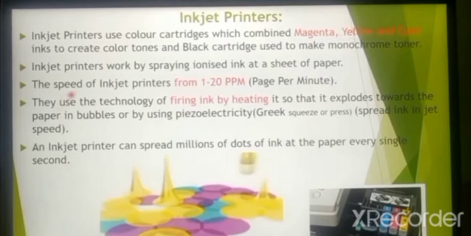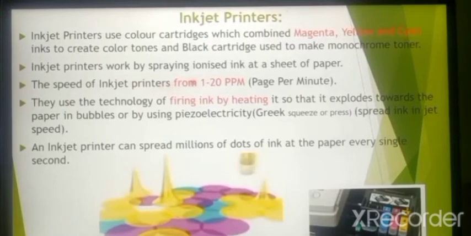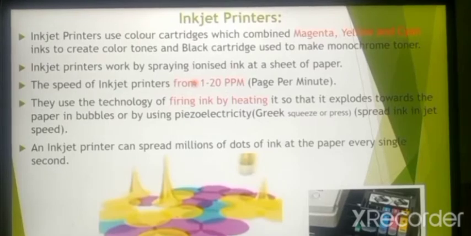So next, what is the speed of this inkjet printer? The inkjet printer can print the information at 1 to 20 pages per minute. But when you compare it to a laser printer, its speed is less. It can print only 1 to 20 pages per minute.